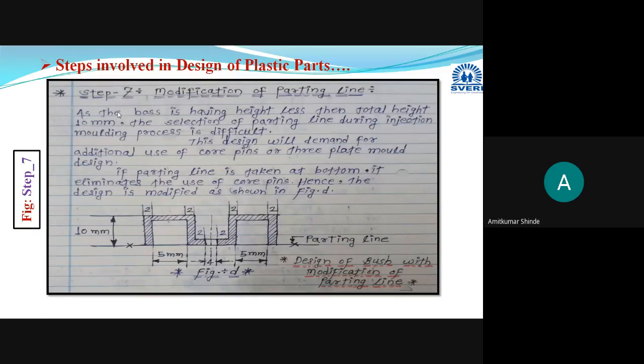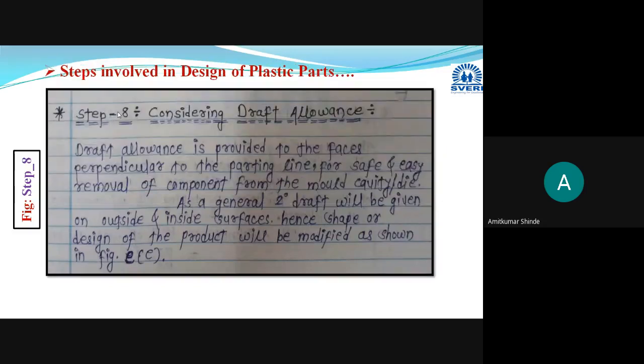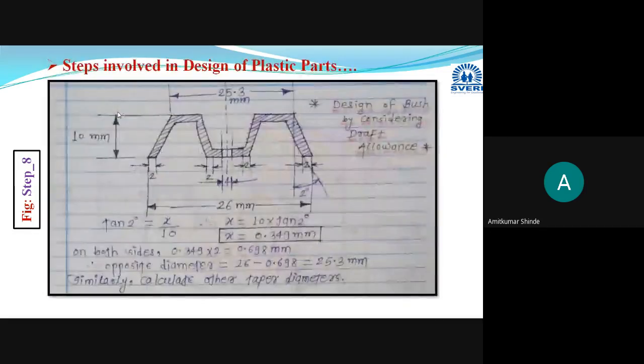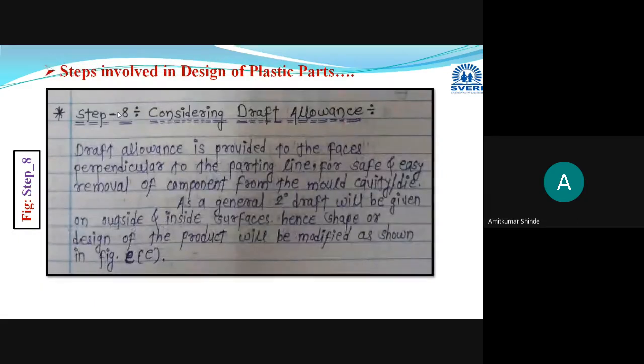And after this, step 8. Now steps 8 and 9 are very simple. You just have to consider the draft allowance and shrinkage allowance. In step 8 you have to consider the draft allowance. You have to provide the draft allowance on whichever faces are there.